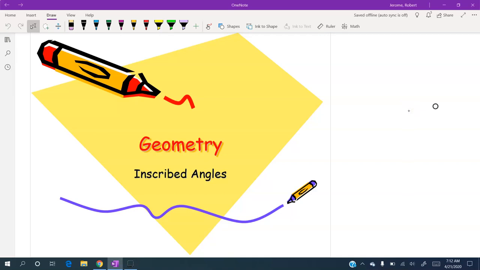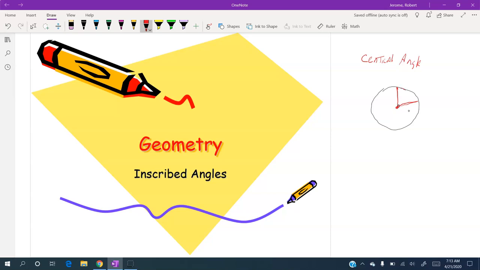Okay guys, so we are back together, and in our last session we talked about central angles. Just a quick reminder, a central angle is simply an angle whose vertex is at the center of the circle. So here we have a central angle, and all that means is that the vertex is at the center of the circle.